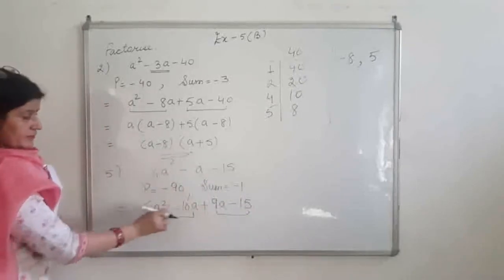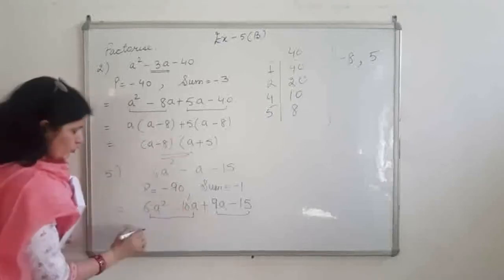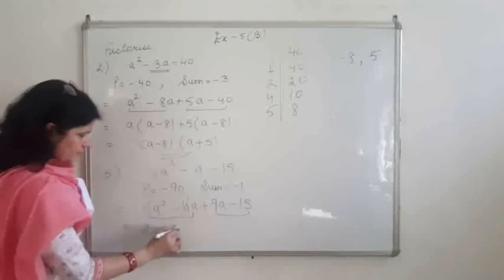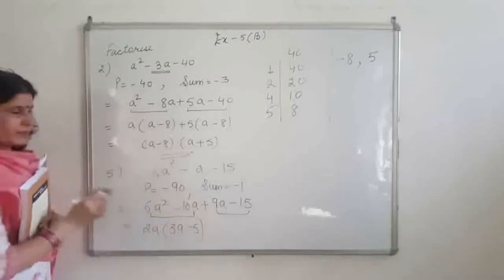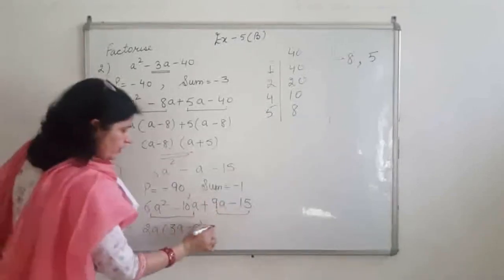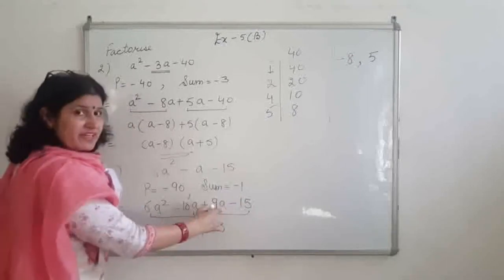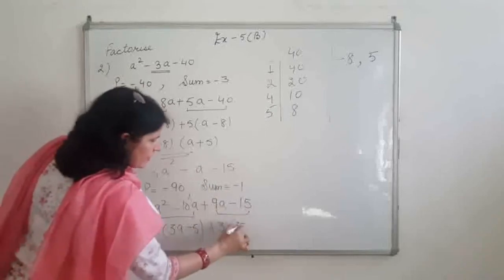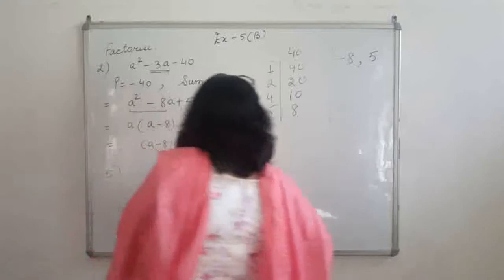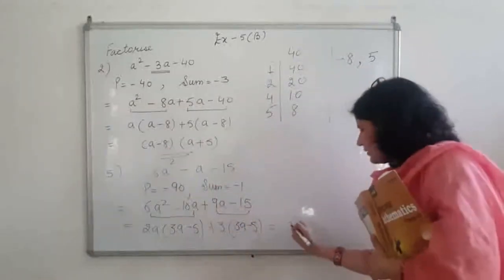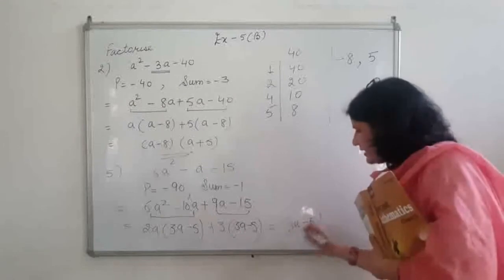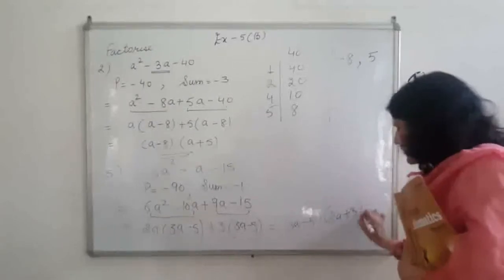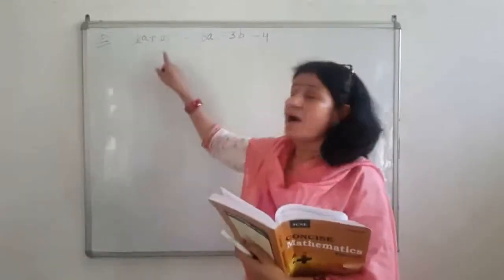Here 6 and 10 are both divisible by 2. From a, the least power, we will take common. So 2 threes are 6, 2 fives are 10. 9 and 15 are both divisible by 3. a we cannot take common because here we have a but with 15 we don't have it. So 3 threes are 9, 3 fives are 15. So our factors are 3a minus 5 and the second factor is 2a plus 3. This is the answer.